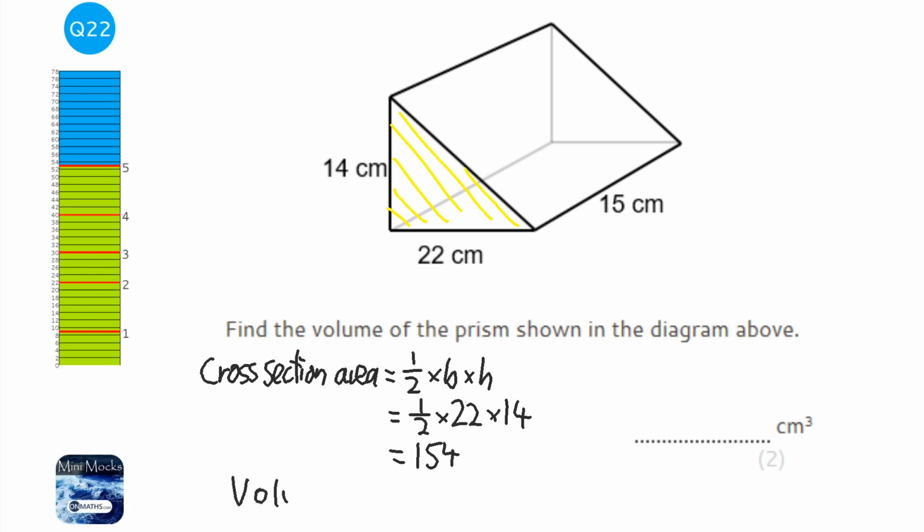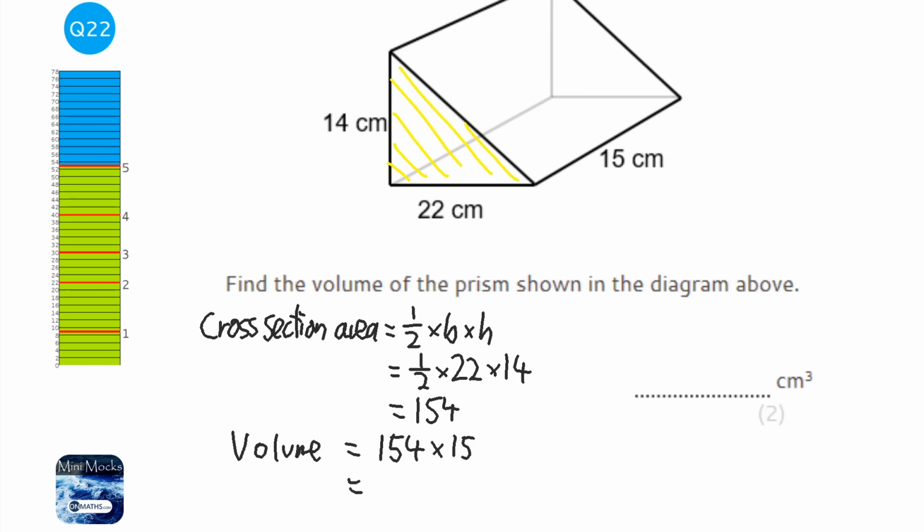And so the volume is the area of that triangle times how 3D it is, so 15. As I said, that's called the length. So times that by 15 and we get 2,310. So my answer is 2,310 centimeters cubed.